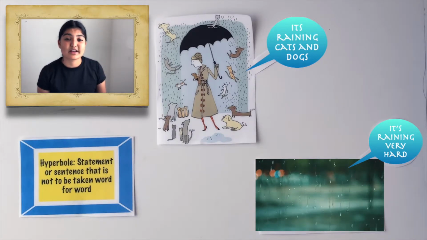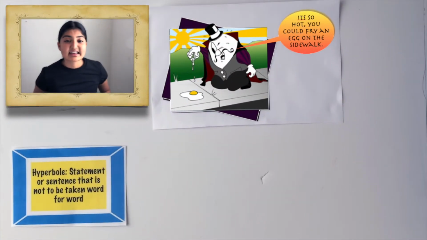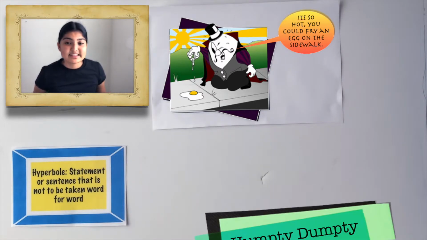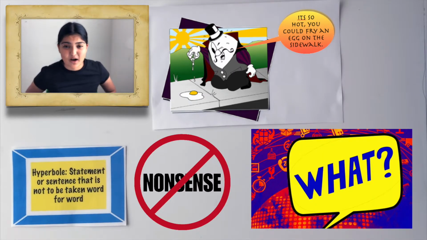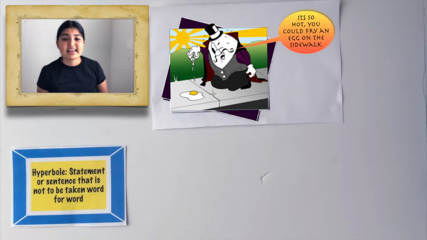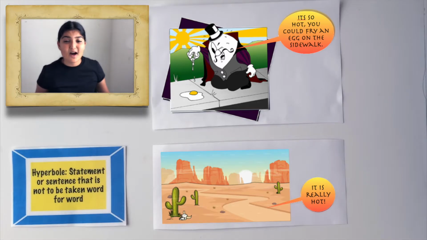Let's look at another example of a hyperbole. Here is Humpty Dumpty. Humpty Dumpty is walking along a sidewalk when he says, "It's so hot, you could fry an egg on the sidewalk." Now, of course, he does not actually mean that you can make a fried egg on the sidewalk. What Humpty Dumpty is trying to say is, "It is really hot outside." So, this is another example of a hyperbole, because as you can see, it is a very dramatic statement that should not be taken literally.